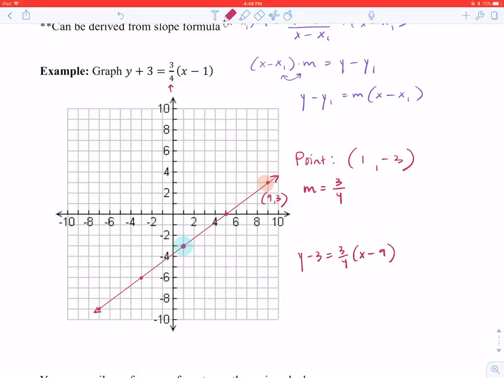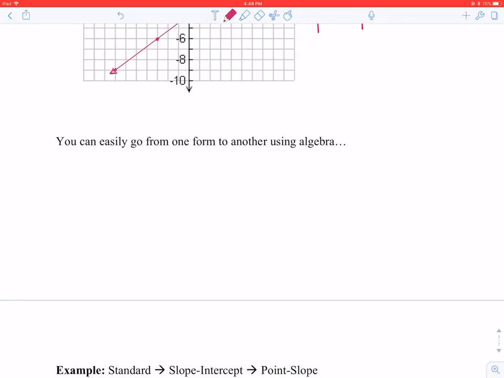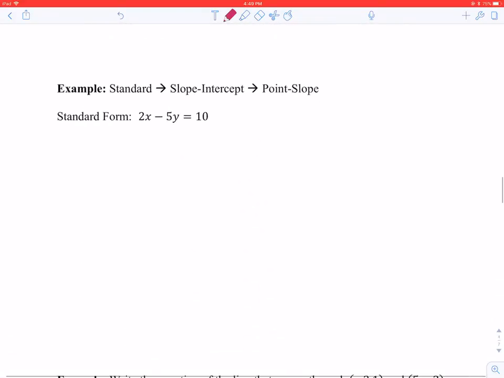And we would be able to prove algebraically that these two equations represent the same line just by changing them to slope-intercept form and showing that they have the same slope and y-intercept. And you can do that just by distributing the 3/4 in and then adding or subtracting the constant over, combining like terms. So just changing it to slope-intercept form. So you can easily go from one form of an equation to another using algebra.